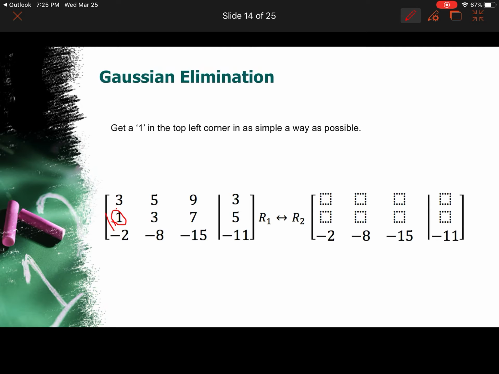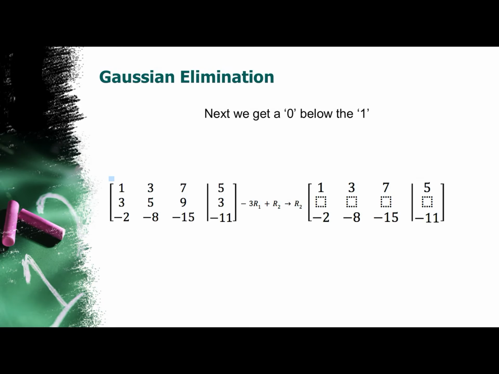So let's just switch these rows. That seems like a pretty easy thing to do, right? So I'm going to write the second row in the first row's place and the first row in the second row's place, right? So this will be 1, 3, 7, 5, 3, 5, 9, 3. All right, so that one was pretty easy.